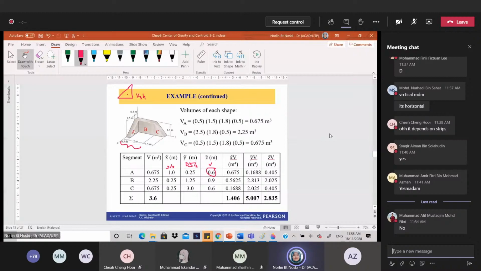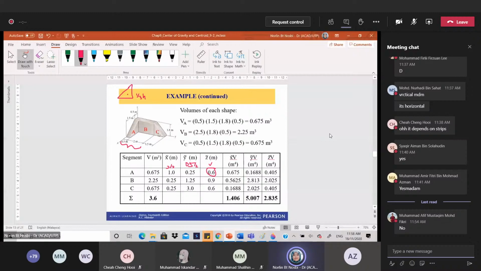Now you need to find the center of the B. Okay, for X is 0.5. So half of 0.5 is 0.25. Then for Y is 2.5, half of the 2.5 is 1.25. Then how about Z? Half of 1.8, so you will get 0.9. So how about C? C, the centroid for X is half of the 0.5, so it will be 0.25.